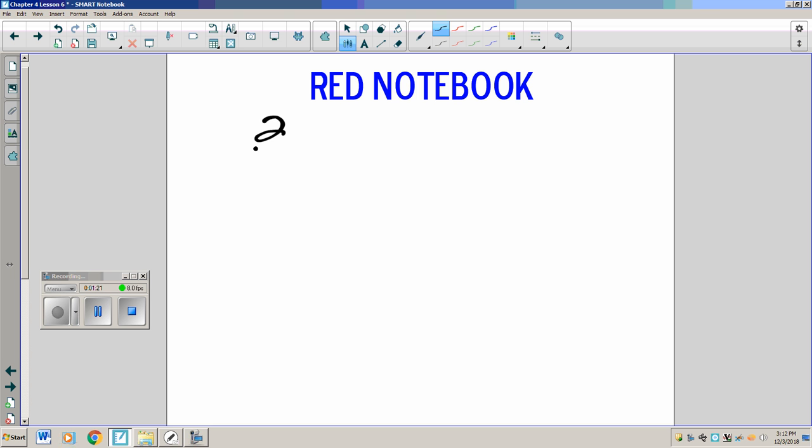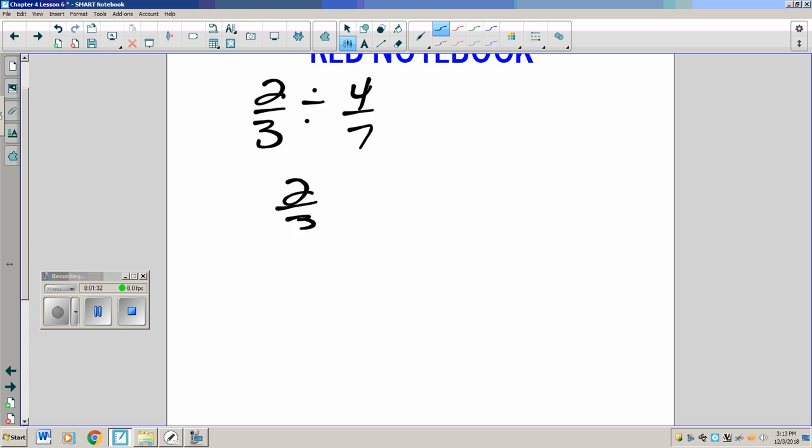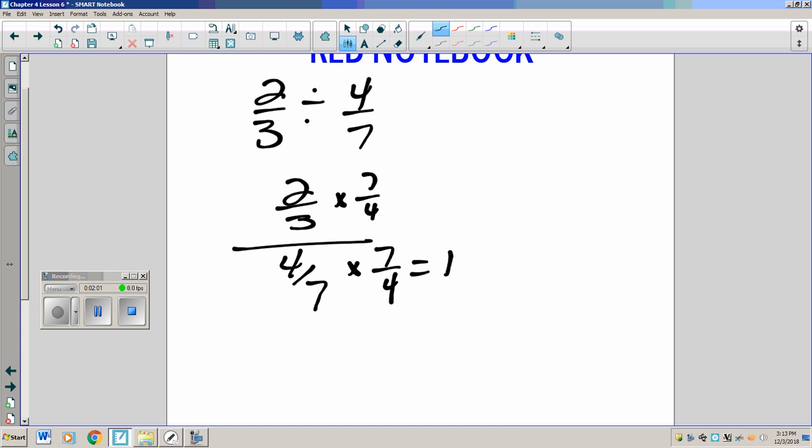So let's start out with 2/3 divided by 4/7. I want to show you why the reciprocal works. 2/3 divided by 4/7. This is called a complex fraction, which is a division problem. In order to get rid of 4/7 on the bottom, I would multiply it by its reciprocal. So if I multiply 7/4 on the bottom, I multiply 7/4 on the top. 4/7 times 7/4 is 1.